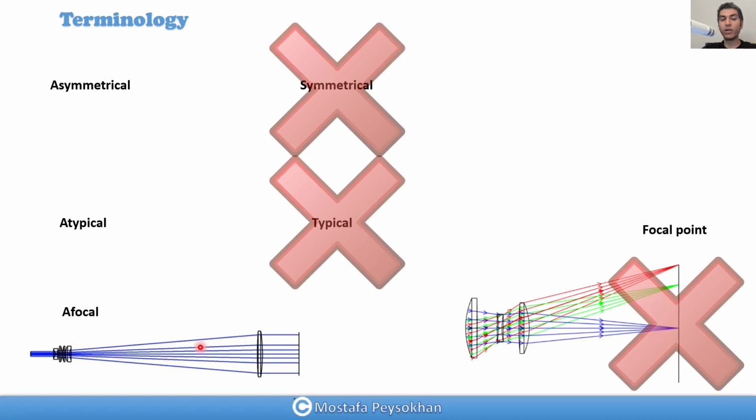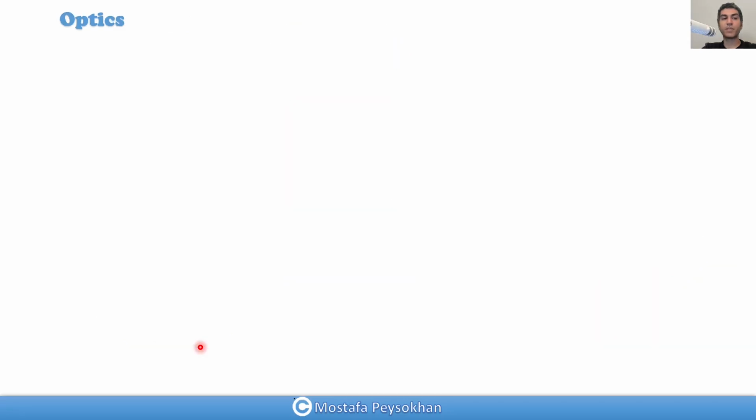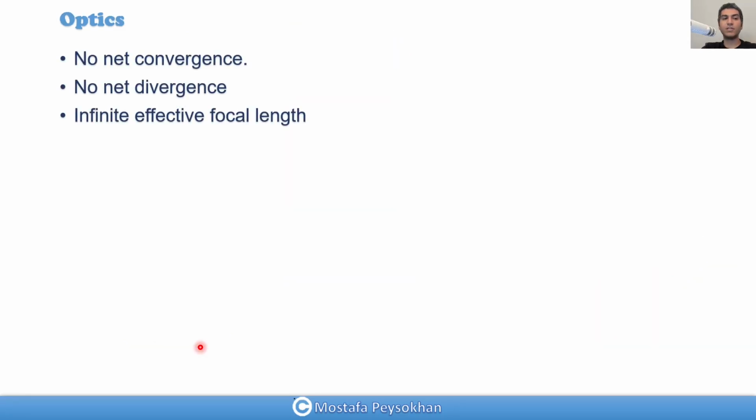But in afocal optical system, we don't have any converging or diverging point in either the image or object space. So as I said, no net convergence. You can have convergence inside of your system between the lenses, between the object and image plane, but not divergence, and the effective focal length is going to be at infinity because you don't have any focus point, in theory.